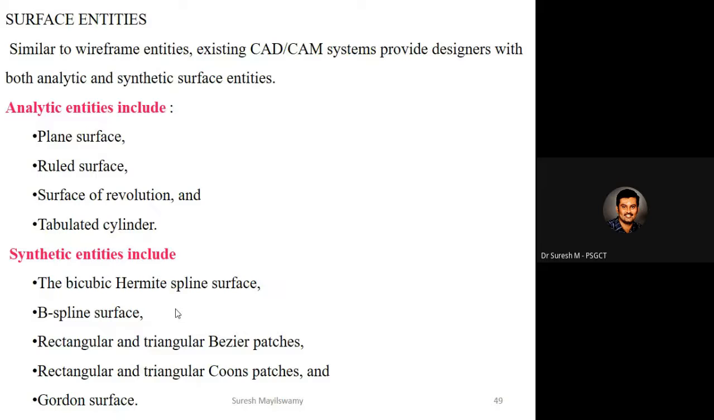First one is the analytical entity, and the next one is the synthetic entity. In analytical entities, we have the plane surface, ruled surface, surface of revolution, and tabulated surface. Synthetic entities include Hermite spline surface, B-spline, rectangular and triangular Bezier patches, Kuhn's patches, and Gordon surfaces. We will see the important entities here.